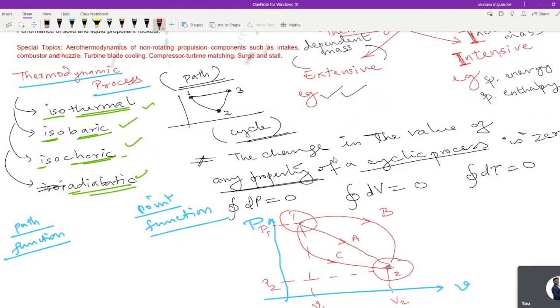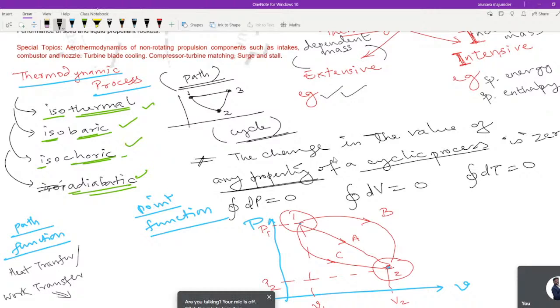So that's why we always call either heat transfer or work transfer a path function. It is defined as a path function. It is not depending on the final state. It depends on which path or which process I'm following, right?